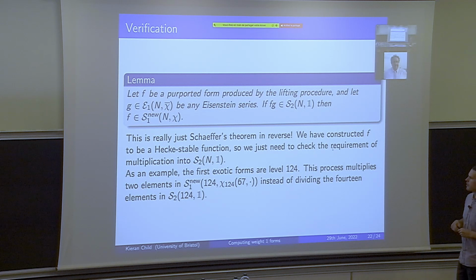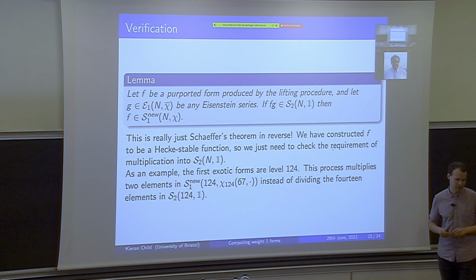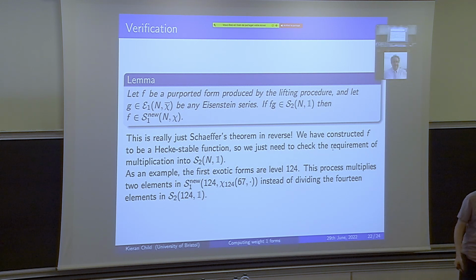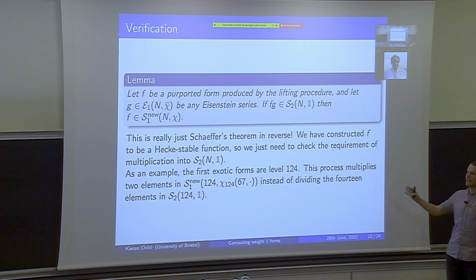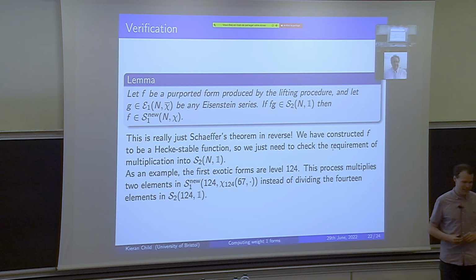So this is a quick example, and this is probably the worst example to prove my point. But these are the first exotic forms, level 124. What we do is we end up with 2 forms that are purported, and we just have to multiply both those forms back by an Eisenstein series and check if it's in S2, as opposed to starting again with the 14 elements of the weight 2 space and dividing them by this Eisenstein series all over again over Q. So we can see it's much better in our method here.